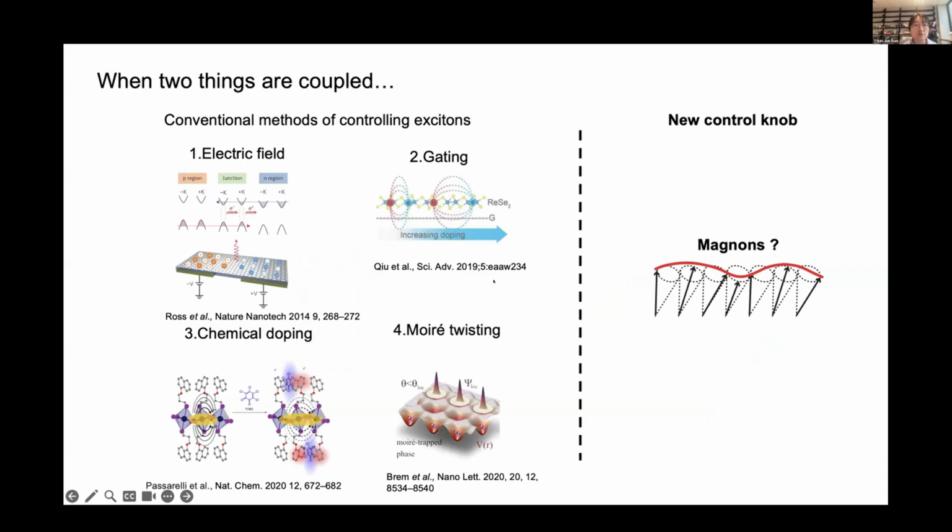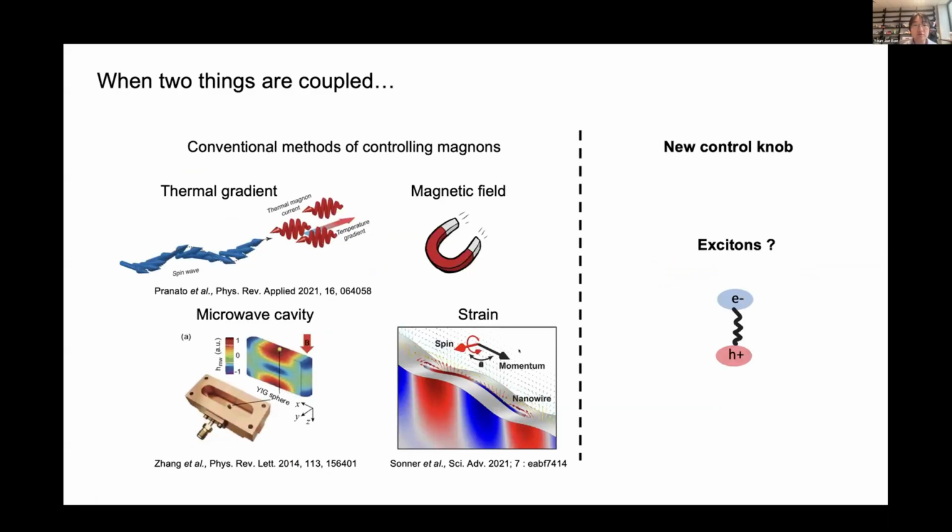So for example, usually how people control excitons is by using electric field or gating or chemical doping, or nowadays with 2D materials, we can imagine creating heterostructures. But if we have a magnon-exciton coupling, then we can start to add magnons to this list of things that we can use to control excitons. And additionally, traditionally people would use temperature gradient, field, microwave cavity, or strain to control magnons. But when we have exciton coupled magnons, then we can start to think about using excitons to manipulate magnons however we want.